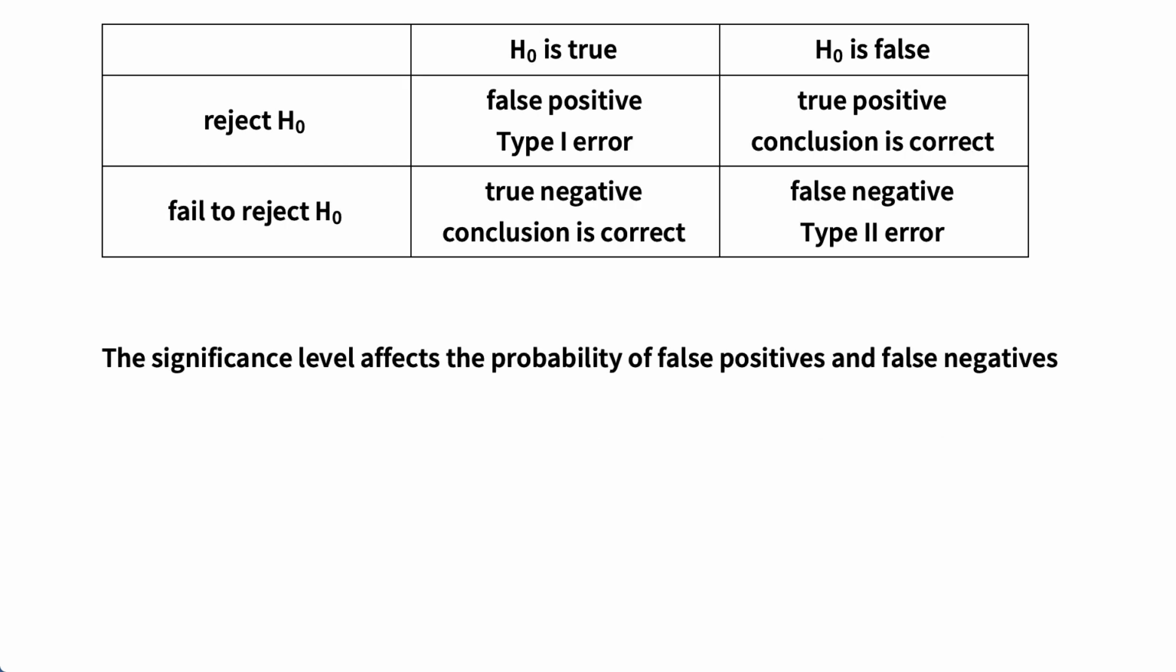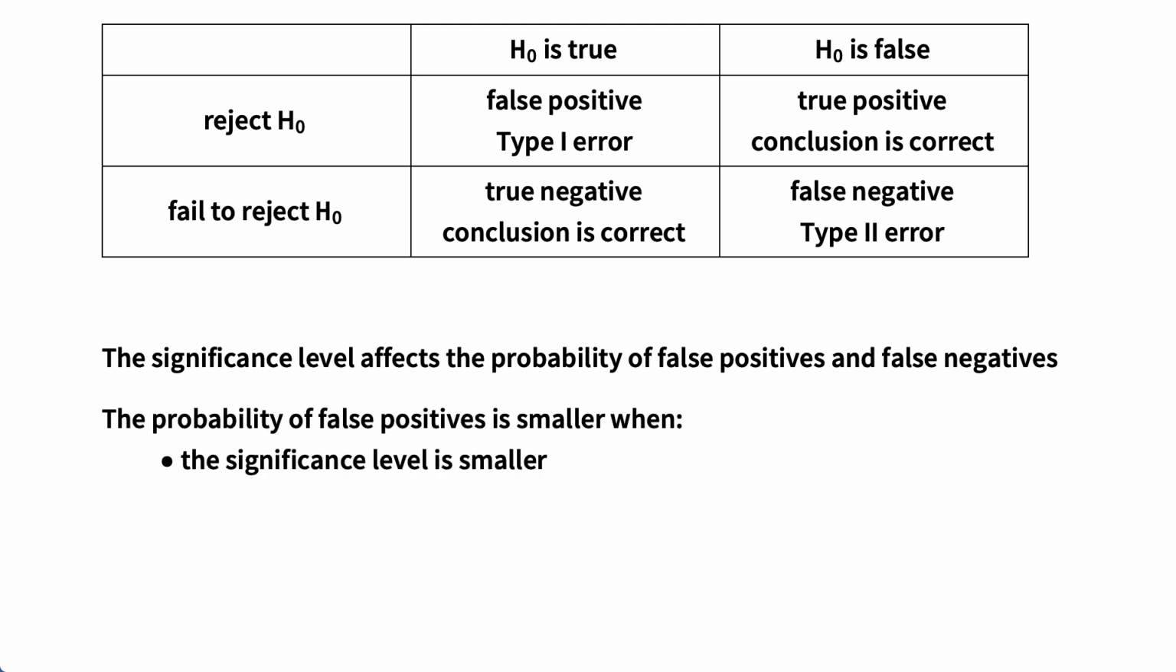The chances of a false positive or a false negative are affected by the level of significance, and so the choice of level of significance depends on whether it is more important to avoid false positives or more important to avoid false negatives. If the null hypothesis is true, the significance level is the probability of a false positive, so in applications where it is important to avoid false positives, the significance level should be small.